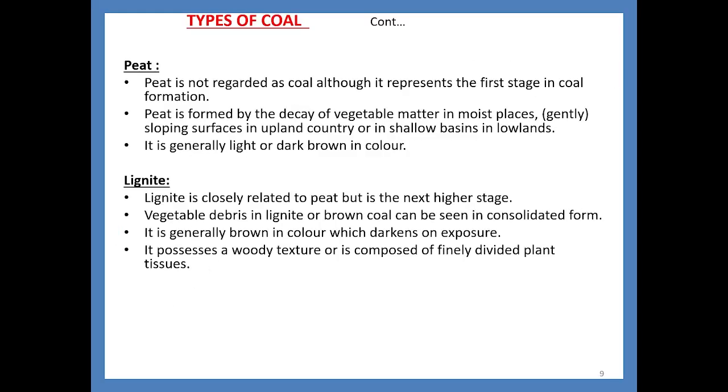What are the types of coal? The various types are there. Peat is not regarded as coal, although it represents the first stage of coal formation. Peat is formed by the decay of vegetable matter in moist places, sloping surfaces in upland country, or in shallow basins in lowlands. It is generally light or dark brown in color.